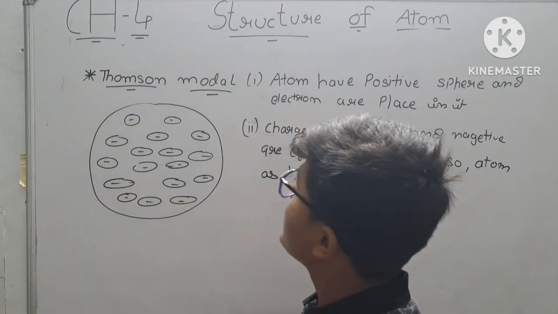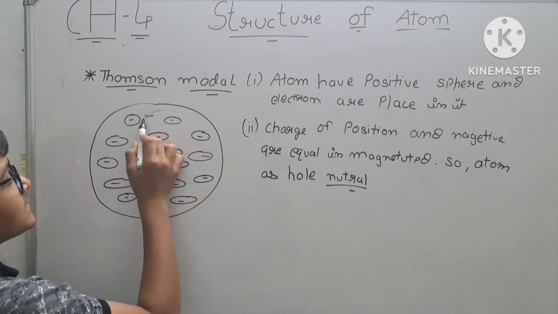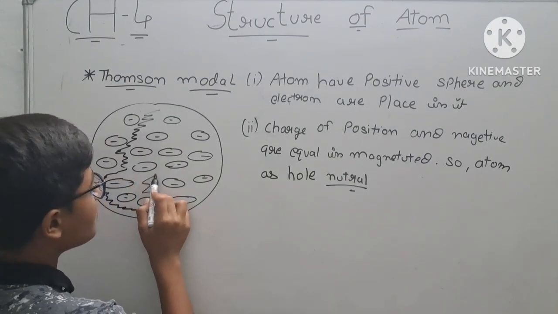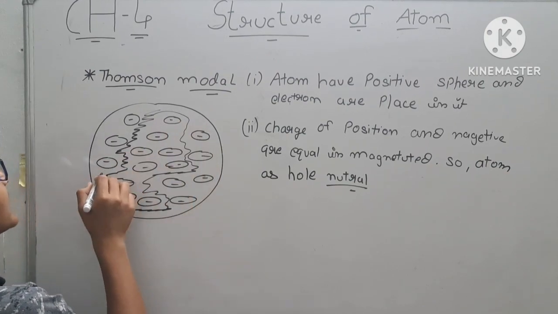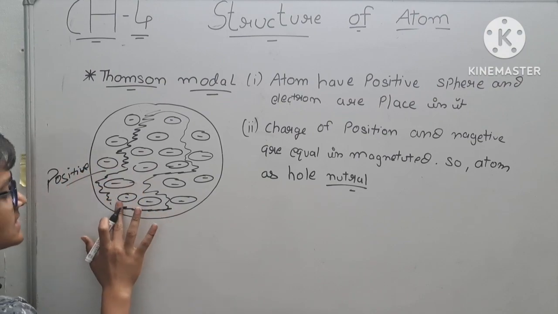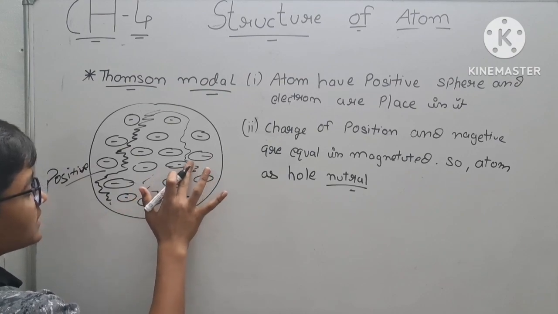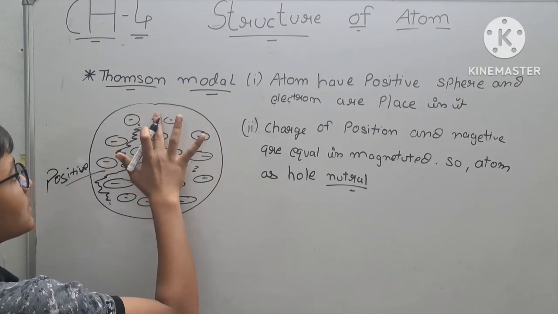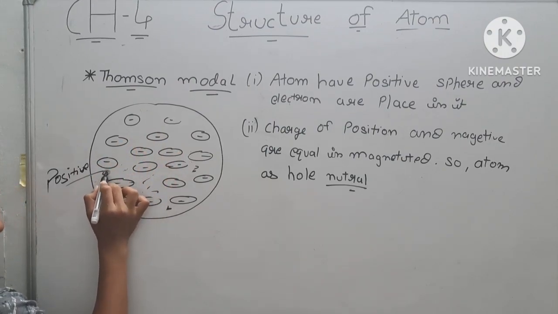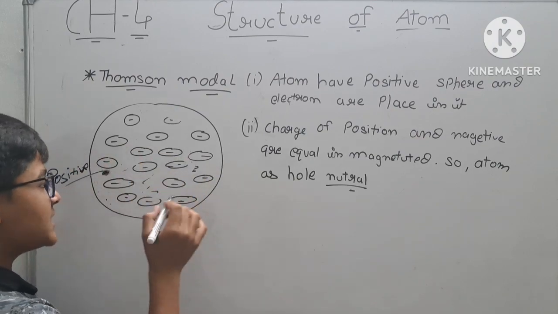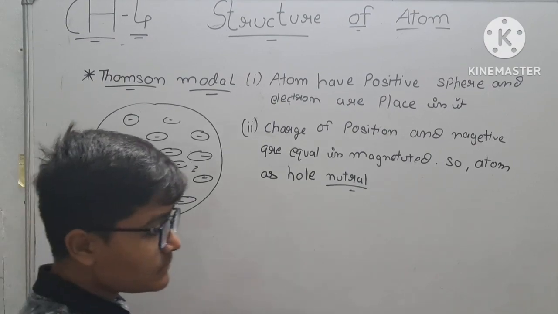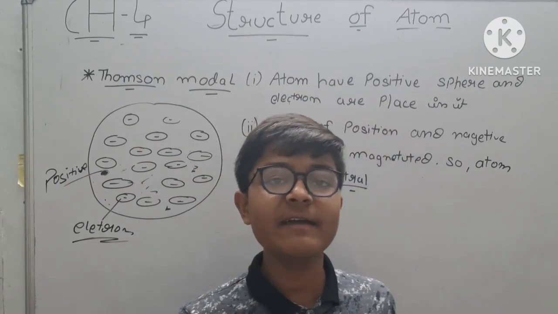So Thomson said some statements about the model of an atom. He said this whole area is a positively charged sphere, and electrons are placed in it. He gave the example of a watermelon.